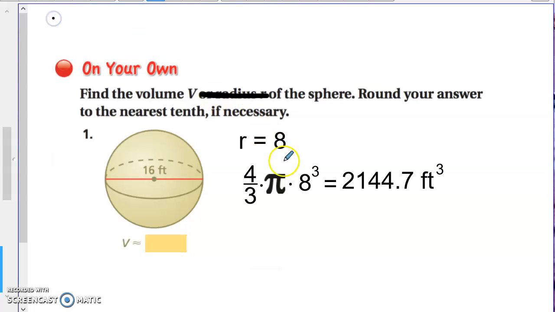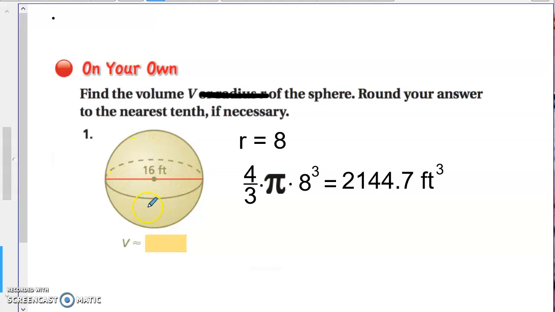Okay, one thing hopefully that you recognize is that they were giving you the diameter in this one, but you actually need the radius to find the volume of a sphere. So that means the radius is 8. So it would be 4/3 times pi times 8 to the third power, and it should give you an answer of 2,144.7 feet cubed as the volume of the sphere.